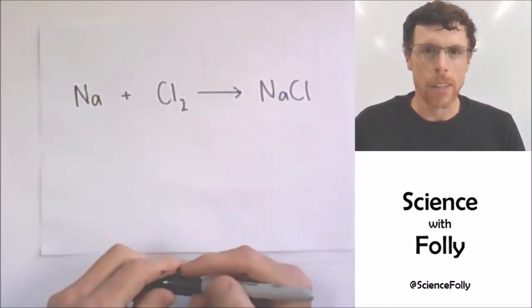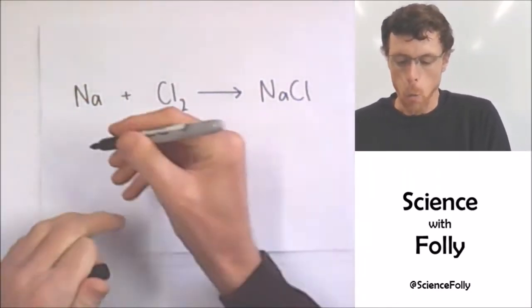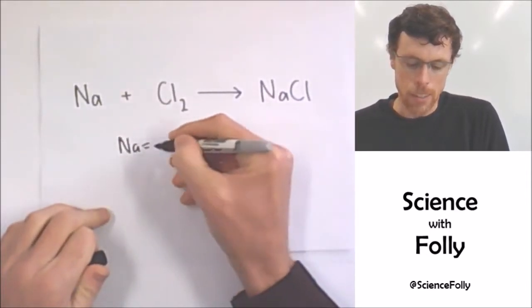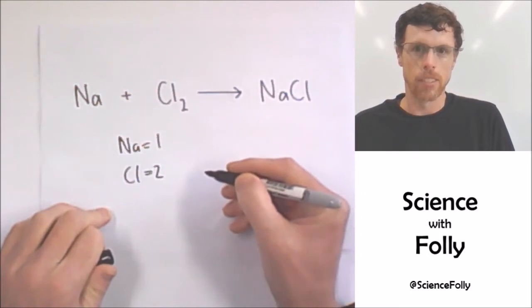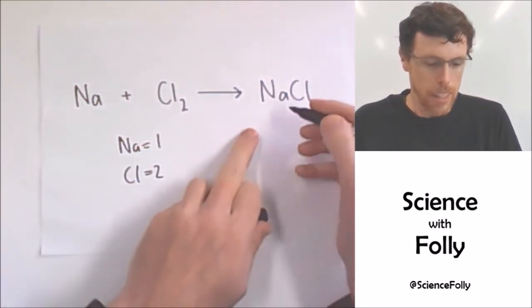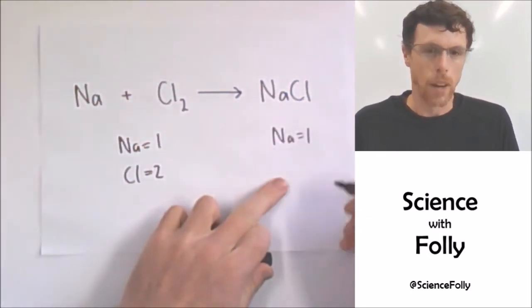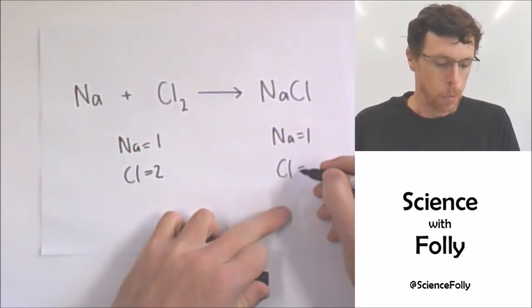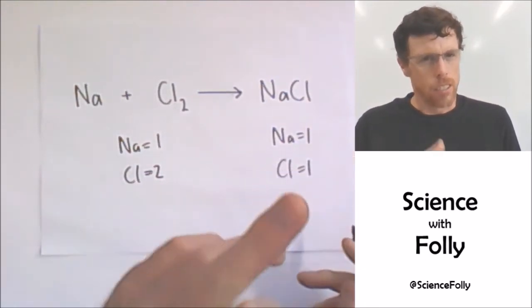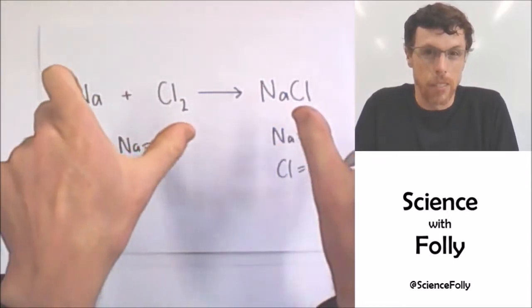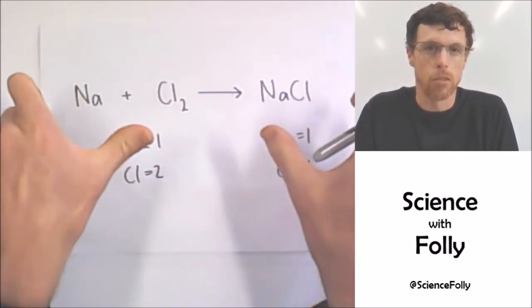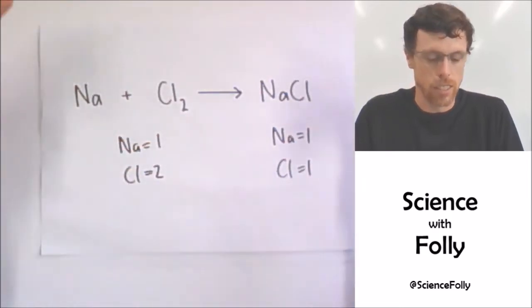Now, when we look at this chemical equation, you can see we've got one sodium atom on this side, and we've got two chlorine atoms on this side of the equation. But over here, we have one sodium atom, and we have one chlorine atom. So it's not balanced. Remember, the law of conservation of mass says we have to have the same amount of mass, or the same amount of atoms on each side.